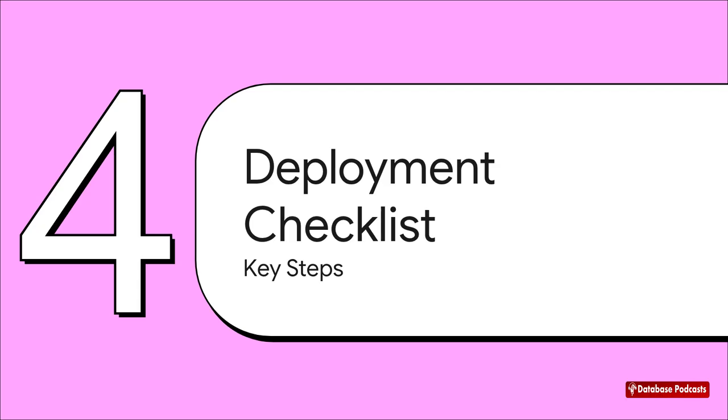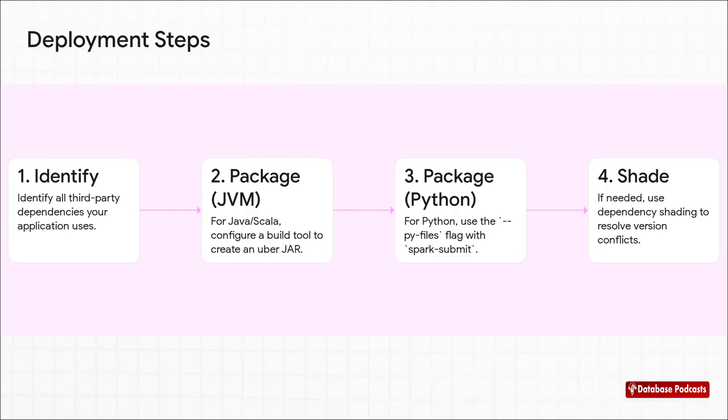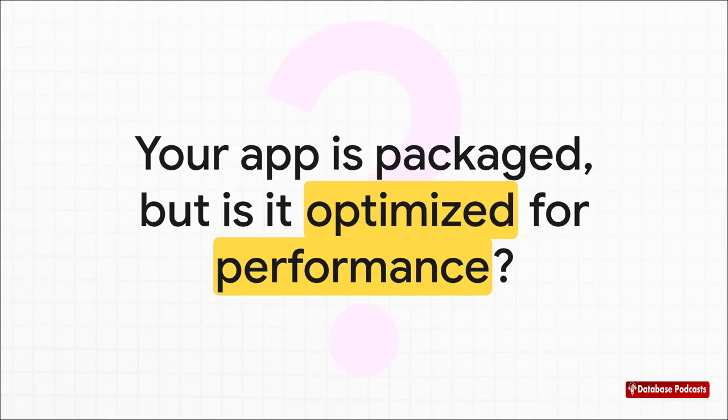So, let's wrap all this up into a quick and easy checklist you can use next time you're getting ready to deploy an application. Here it is, your 4-step plan. First, just know what libraries your code is using. Second, if you're on the JVM, set up your build tool to make an Uber jar. Third, for Python, remember to ship your extra files using that --py-files flag. And finally, number 4, if you ever run into those weird version conflicts, remember that shading is your secret weapon to fix it. So if you follow those steps, you can get your application packaged up and running reliably on the cluster. That's a huge win.